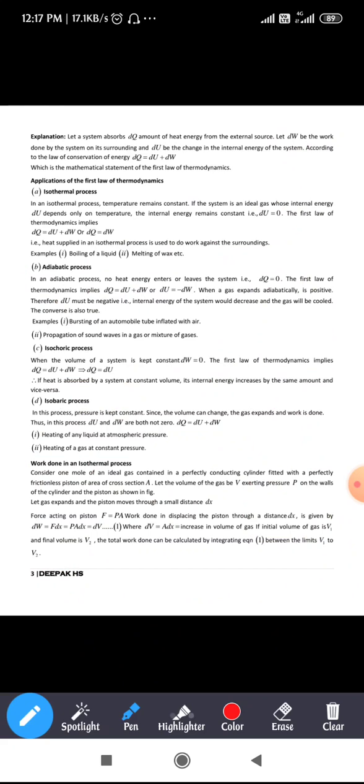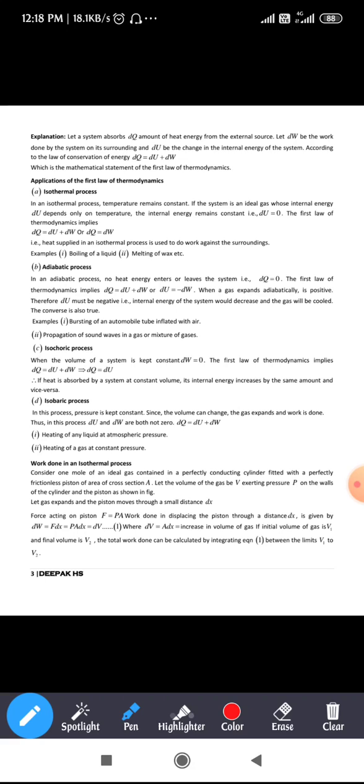So hence the first law of thermodynamics can be written as dq is equal to du. Okay, since dw is equal to 0 here, dq is equal to du. That means that whatever the heat is absorbed by a system at constant volume, it will be entirely used in increasing the internal energy of the gas. Okay, there will be no work done. Since the volume is constant, so what happens? The piston cannot move. Okay, so hence, since the piston cannot move, whatever the heat is absorbed, it will be entirely used in increasing the internal energy of the gas. Okay, so that is regarding the isochoric process.